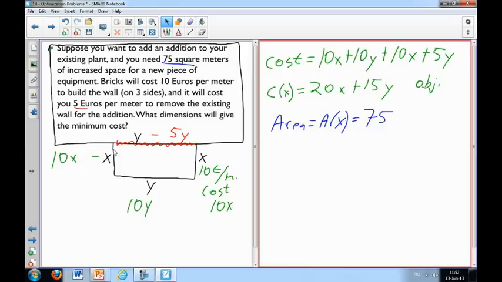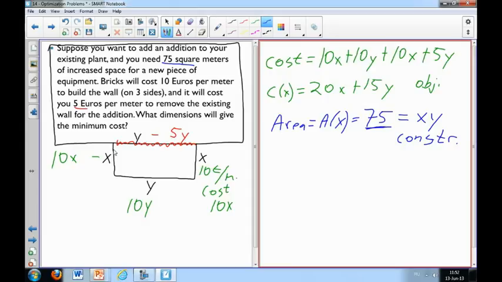So we know that the area is 75. It's also equal to x times y. This function is equal to some value, namely 75. So that's what we're limited to. That must be our constraint function, or our constraint equation. Now we have two equations.